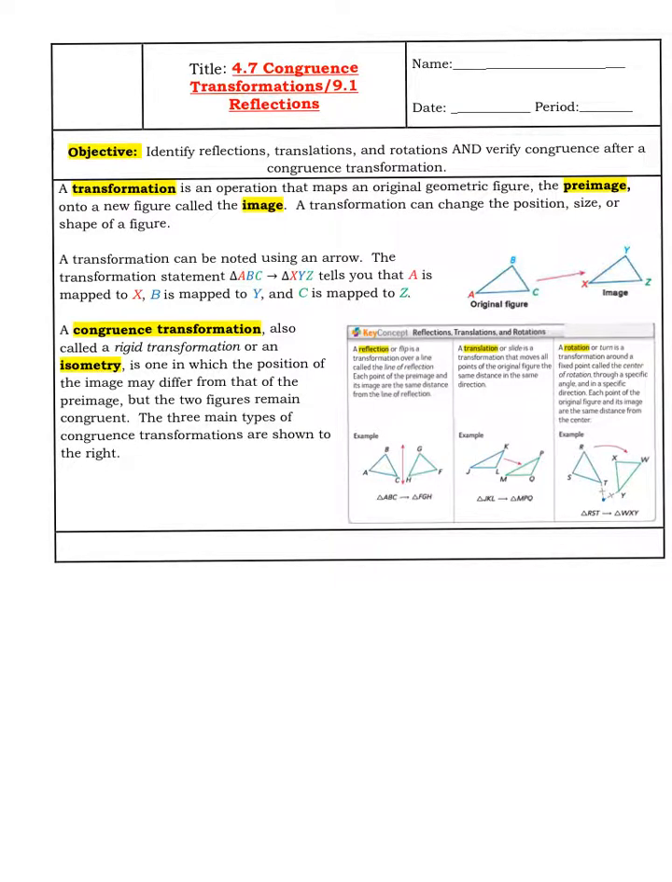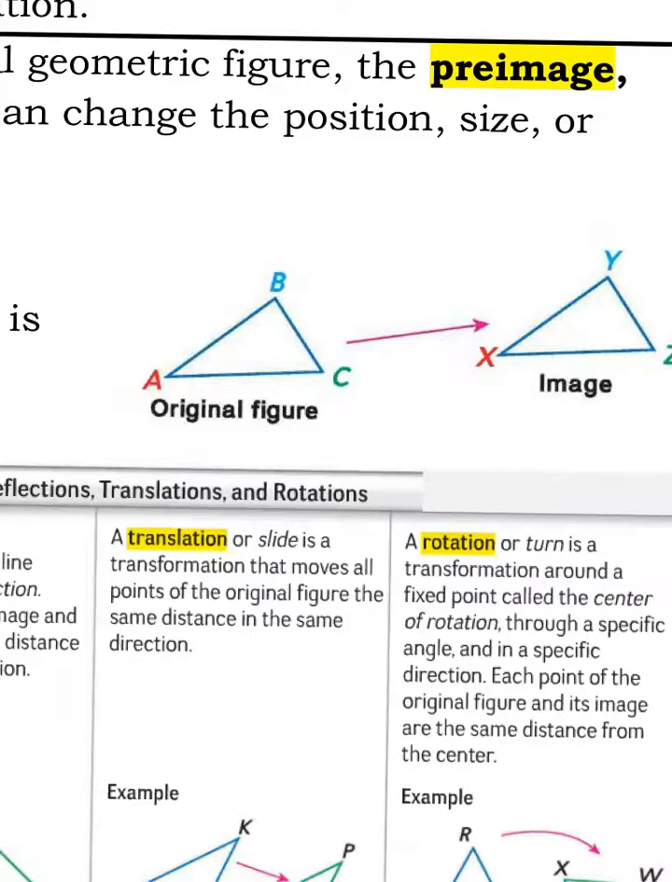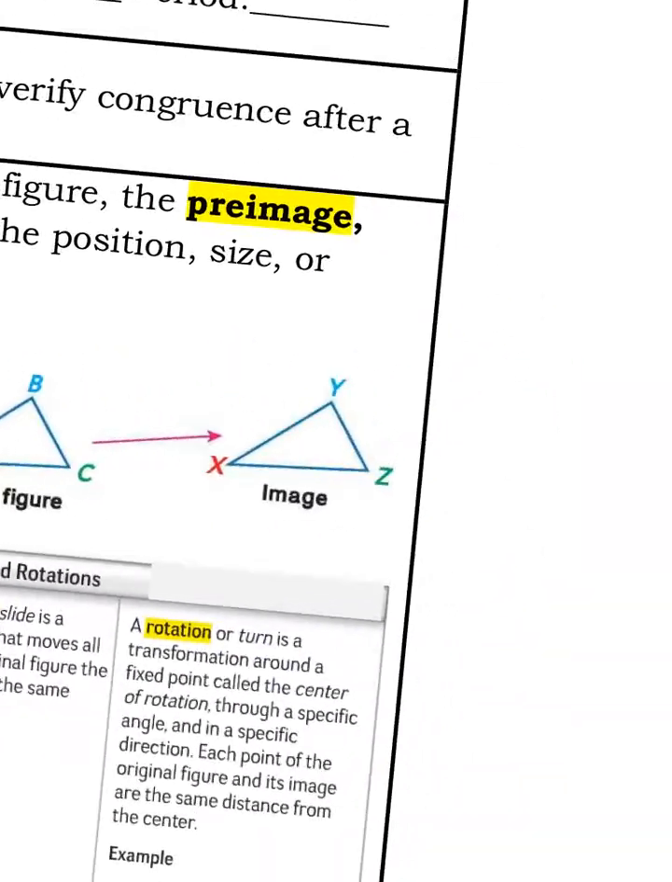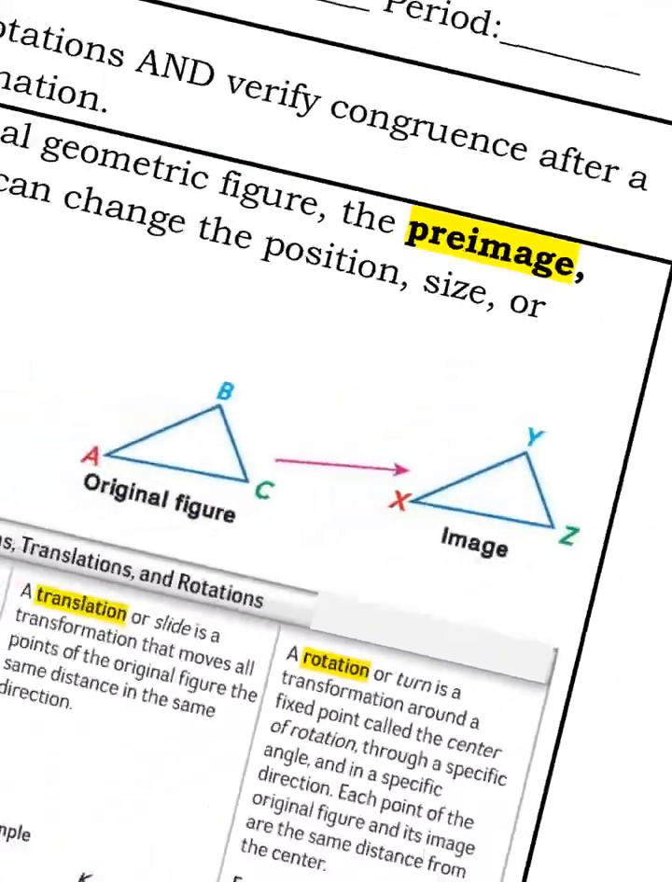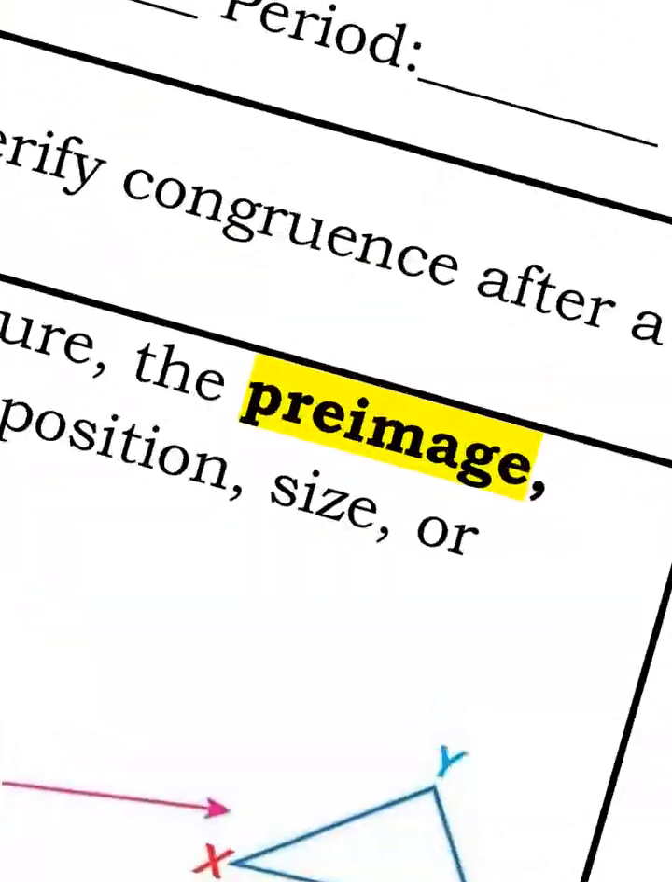A transformation is an operation that maps an original geometric figure, the pre-image, onto a new figure called the image. In other words, if you do something to like a triangle and you move it, that would be a transformation. So the original figure is going to be called the pre-image, and then the new figure is called the image. Okay, so where it says original figure, it should say pre-image right there.